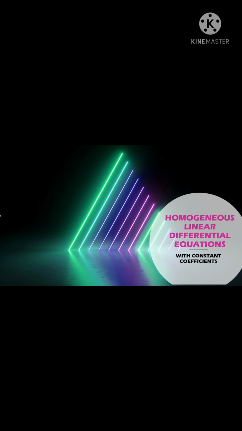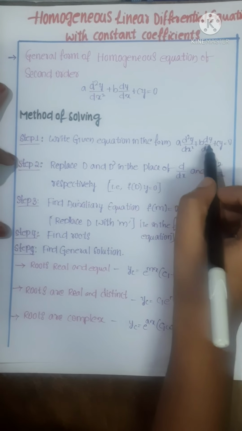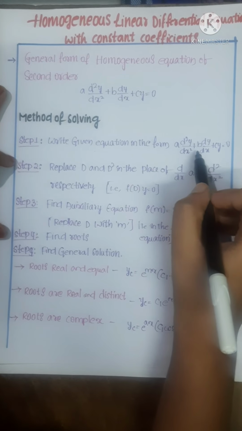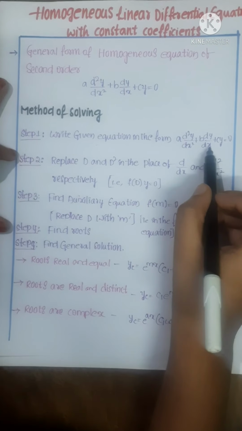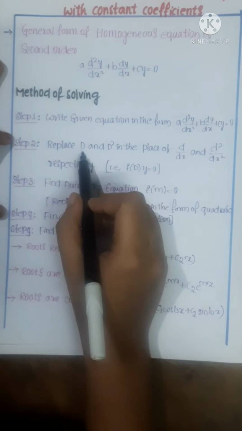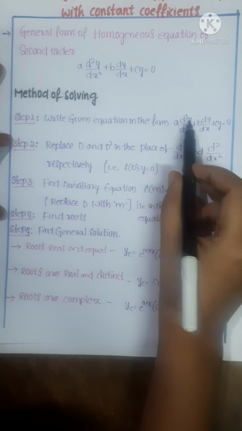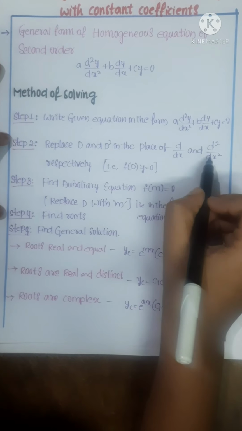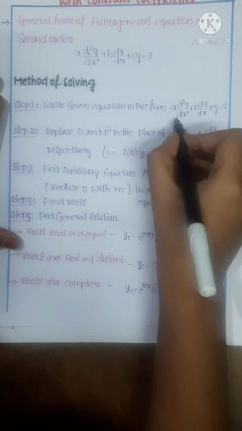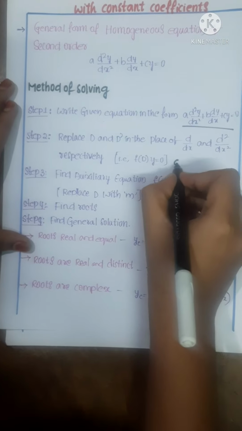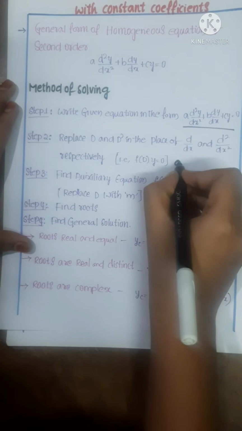After writing the given equation, step 2, here we can see d by dx and d square by dx square mean first derivative and second derivative. We have to replace the first derivative, d by dx, with capital D, and the second derivative, d square by dx square, with capital D square. Here this is the equation, so we have to replace with capital D and capital D square.